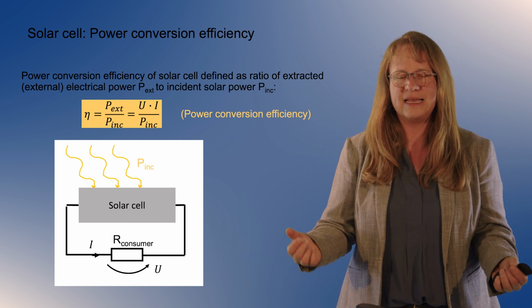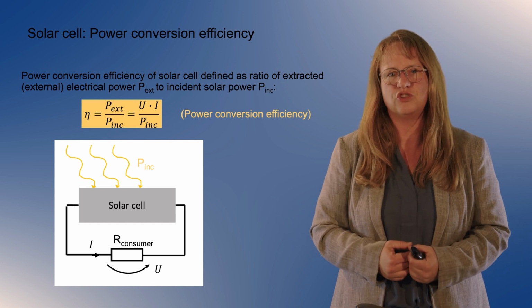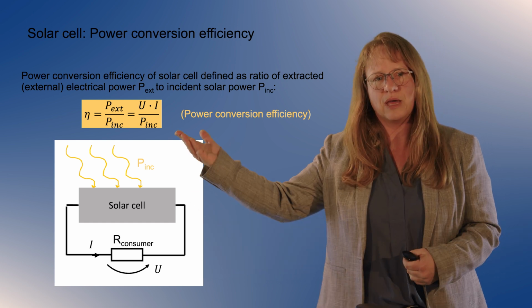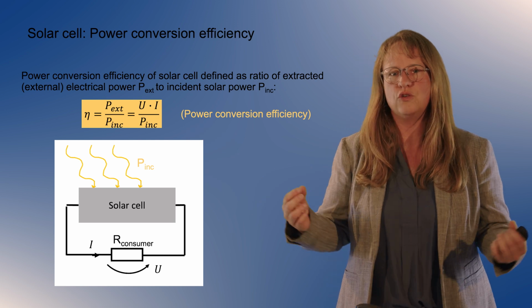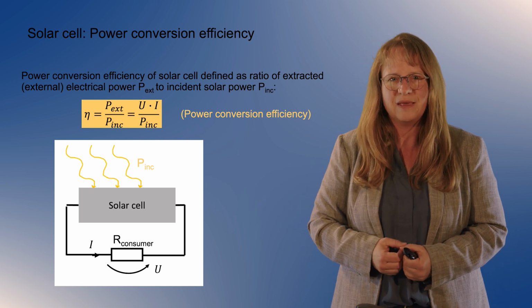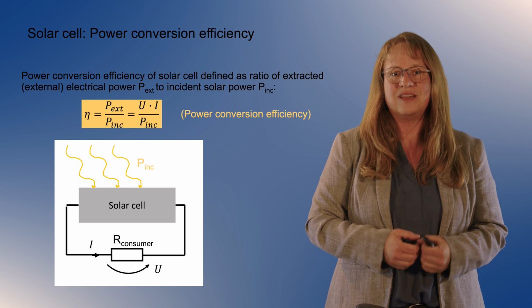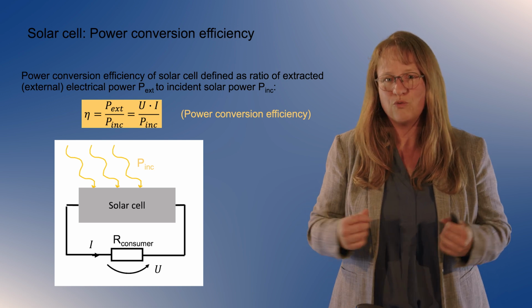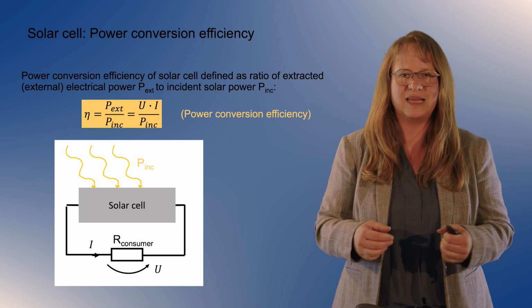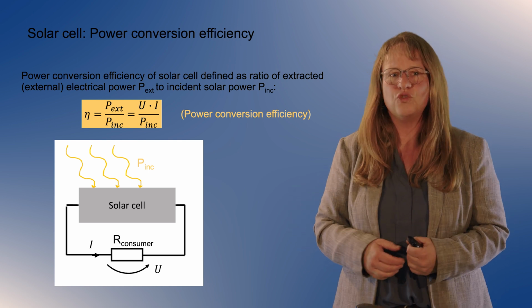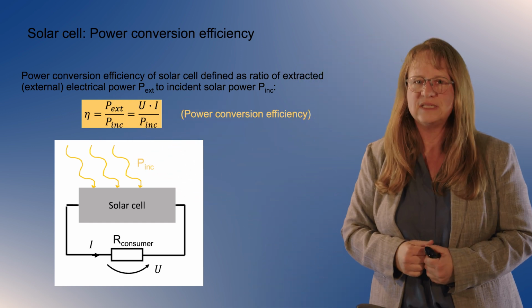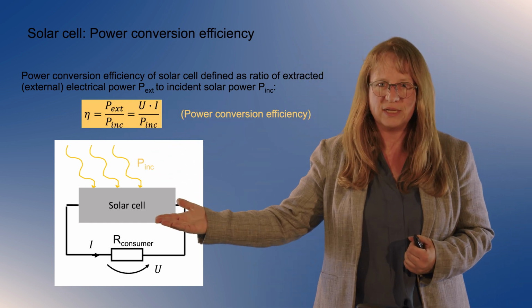If you have a solar cell and it is running, you can basically measure what are I and U, and then you can measure what is the incoming power, and then you know at what efficiency your solar cell is running. Of course, often you want to run the solar cell at maximum efficiency. You don't just want to run it at some efficiency, but you want to maximize this eta. You want to get the maximum electricity out of your solar cell.